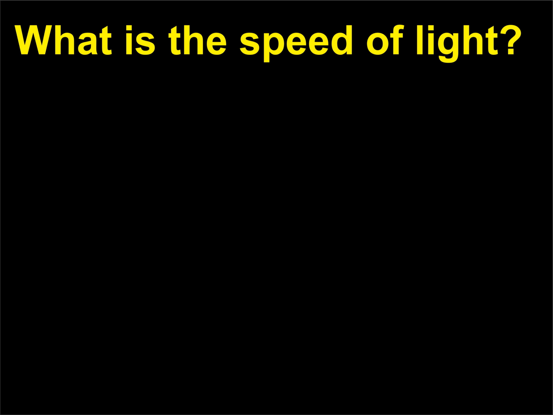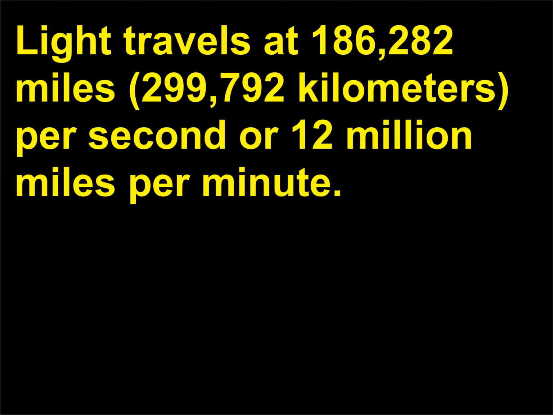What is the speed of light? Light travels at 186,282 miles, 299,792 kilometers per second or 12 million miles per minute.